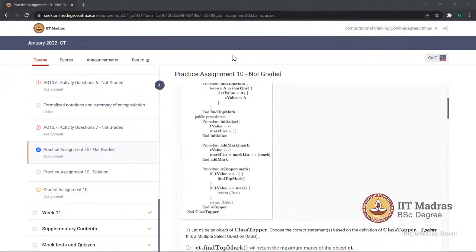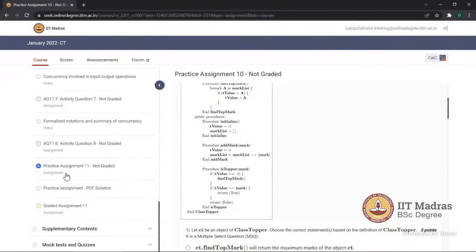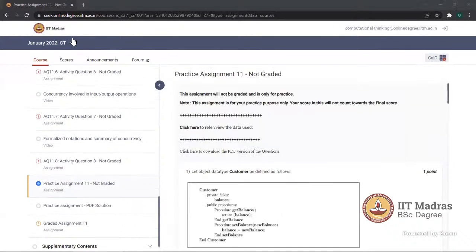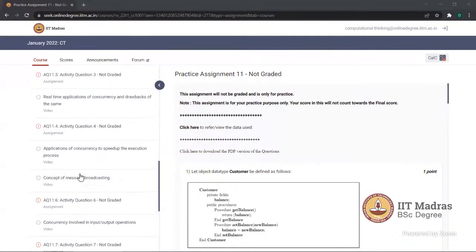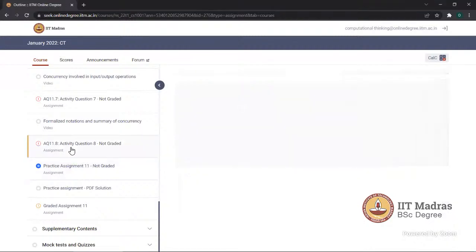Sir, can you explain it with pseudocode, sir? Yes, anyway, we are going to do it in week 11, right? Yes, sir. Formalized notations and summary of concurrency. Do you see any pseudocode where the producer consumer is used? In formalized notations and. Can you tell me the number? Last one, sir. Last one only, right?